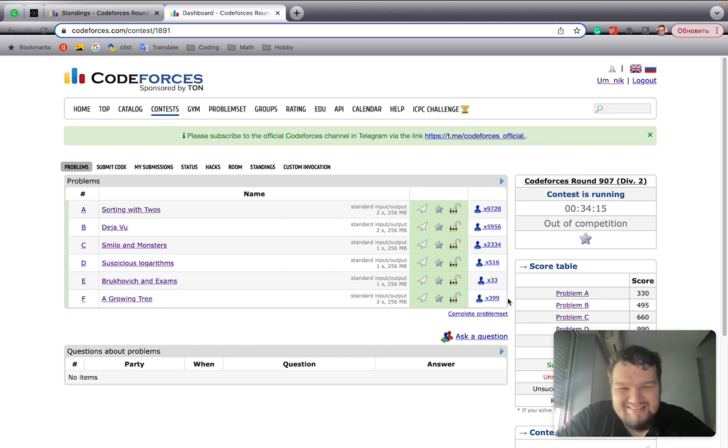Like, closer to D. Probably, it's smaller than D only because it is on position F and many people do not check standings or dashboard or something and just solve the problems in order. But yeah, I guess F is easier than D, which is also not a hard problem, but it looks scary, at least, like massy.